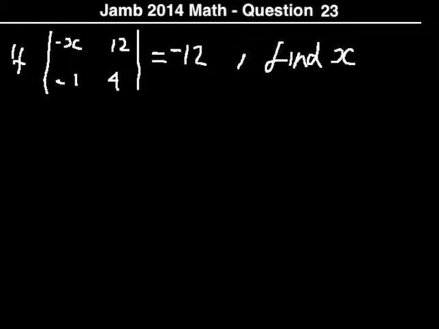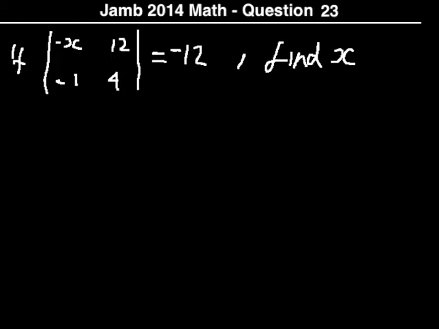All right, we're looking at question 23 of the JAMB 2014 math exam. And we are told that the determinant of a matrix that has minus x and 12 in the first row and minus 1 and 4 in the second row is equal to minus 12. And based on that, we're asked to find x.